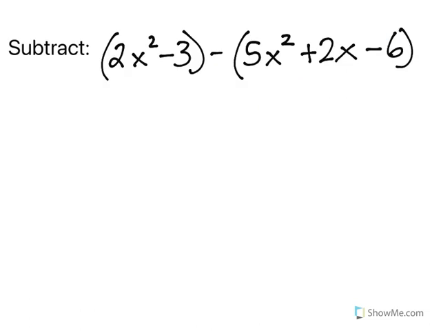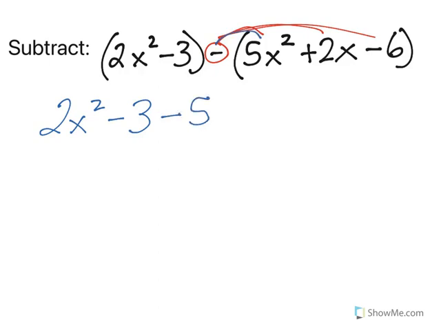So let's do another. 2x squared minus 3 minus the quantity 5x squared plus 2x minus 6. So again, we're going to take that minus sign and distribute. So let's rewrite this. 2x squared minus 3. Then we have a negative times a positive, so negative 5x squared, negative times a positive, negative 2x, negative times a negative, positive 6. What's happening to the signs? You'll notice because you're distributing a negative, every sign inside changes. The positives flip to negative, the negative flips to positive. That will always be the case when you're distributing a negative.